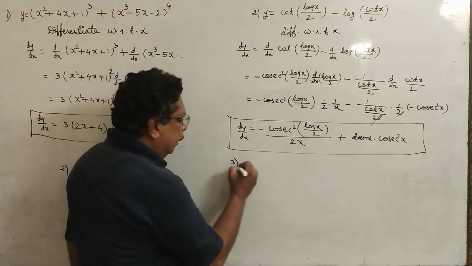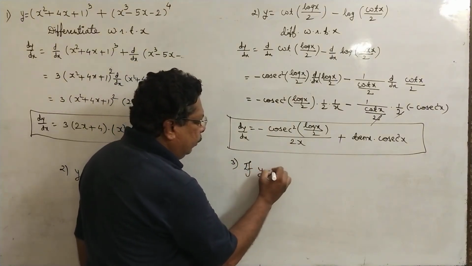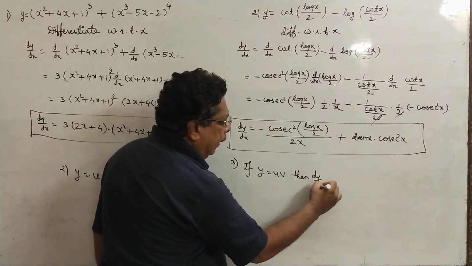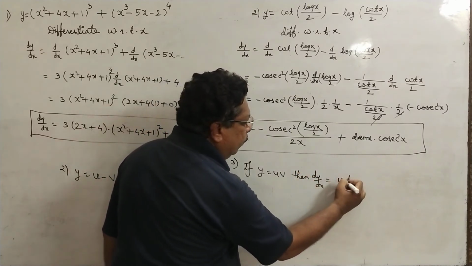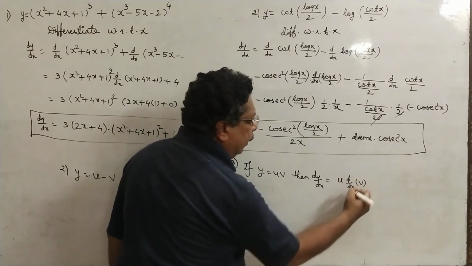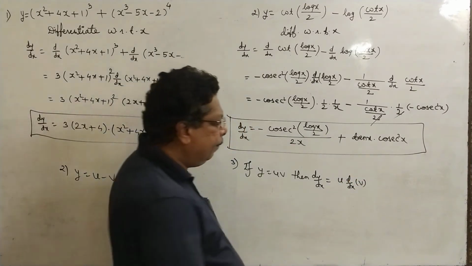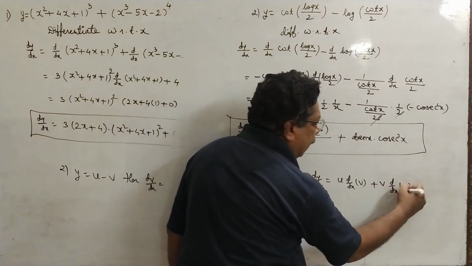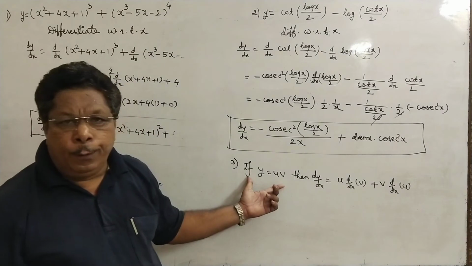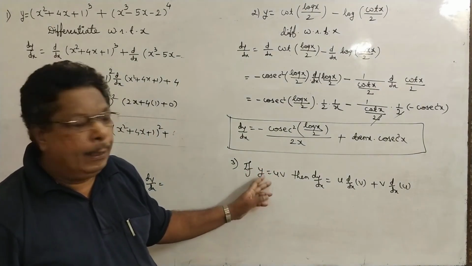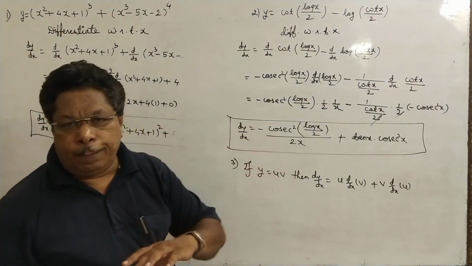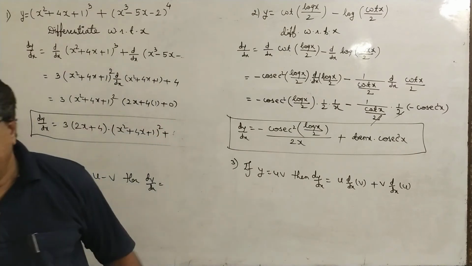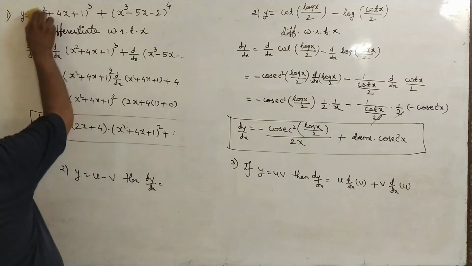And the third one is, if y equal to u into v, then dy by dx is equal to u into the derivative of v plus v into the derivative of u. This is the product rule of derivative. Where do we use the product rule? If the two functions are in product form and we have to differentiate. Now the third sum we take on the product rule.